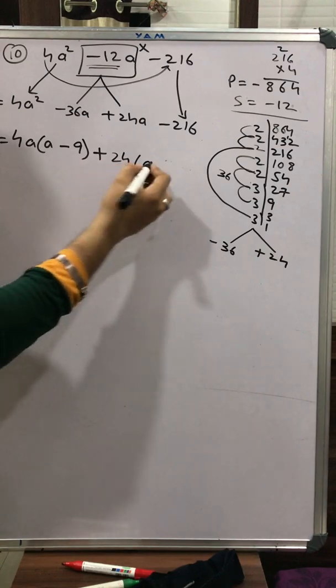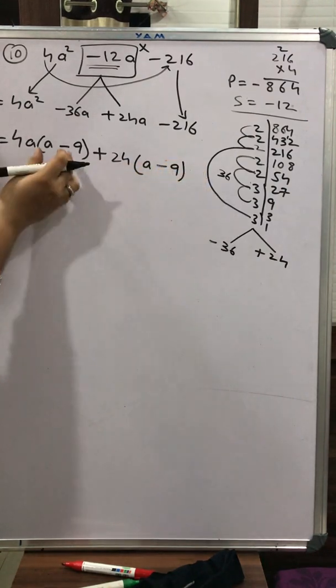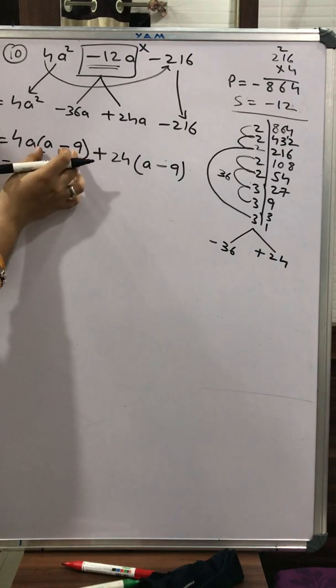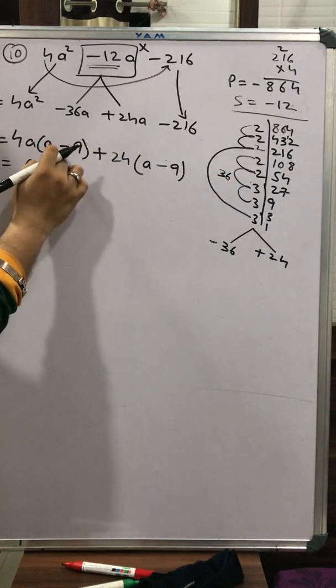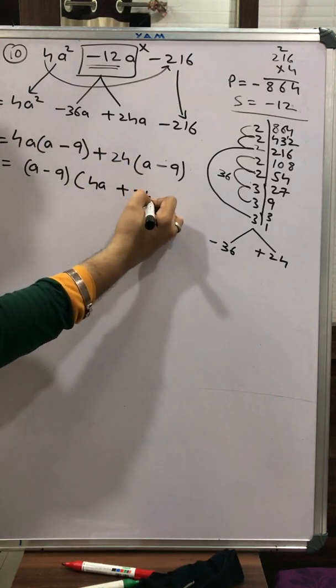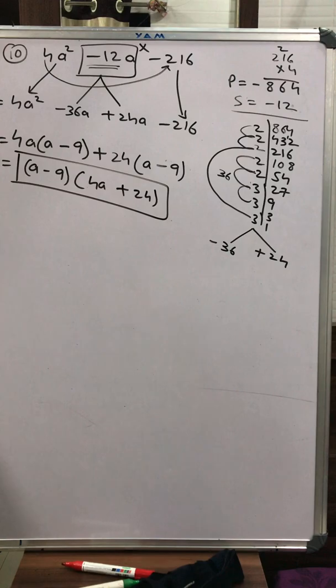So I'll have here a minus 9. The condition is दोनों ब्रैकेट सेम होने चाहिए. So यहाँ पे आएगा a minus 9. If I remove a minus 9 common from the entire expression, यहाँ से और यहाँ से, तो यहाँ से क्या बचेगा 4a प्लस यहाँ से क्या बचेगा 24, and this will be my answer. Hope you understood this question, students.